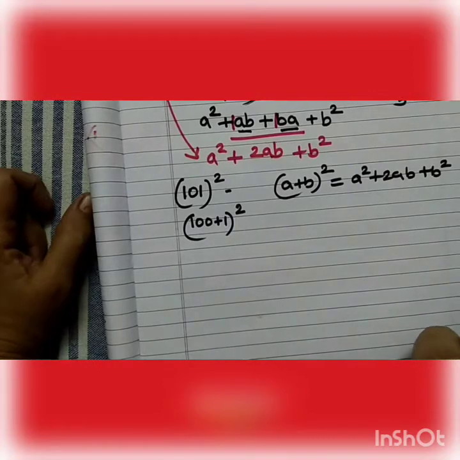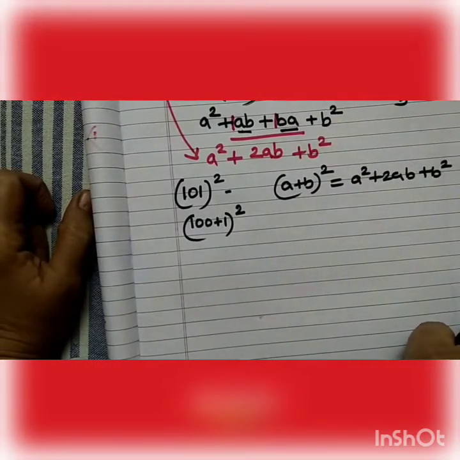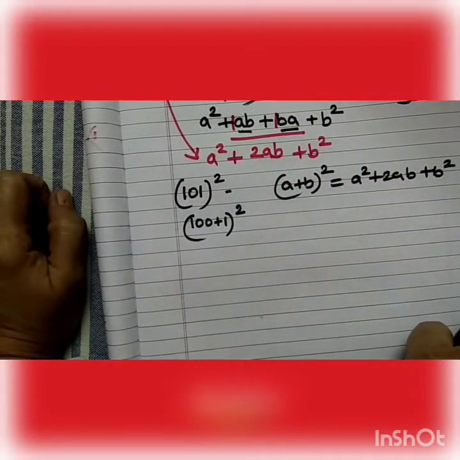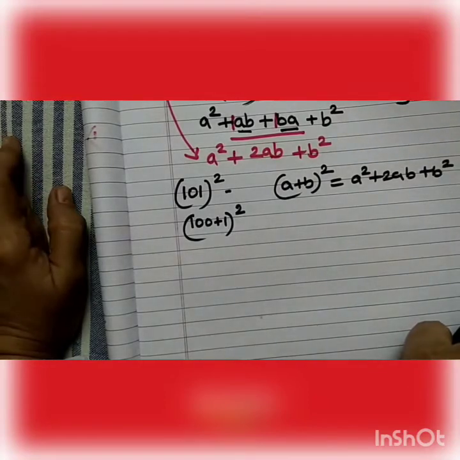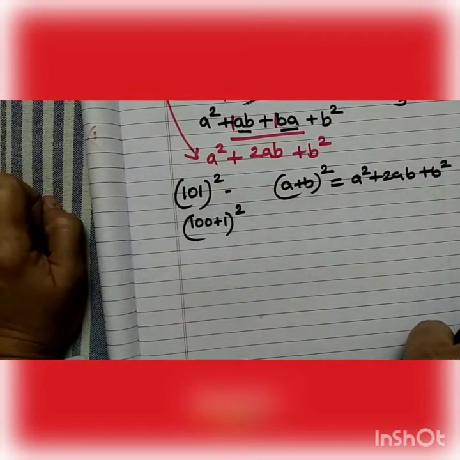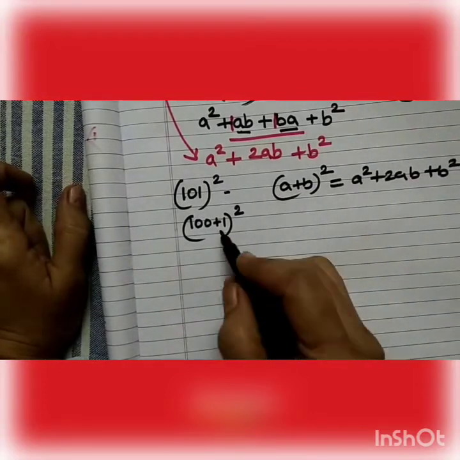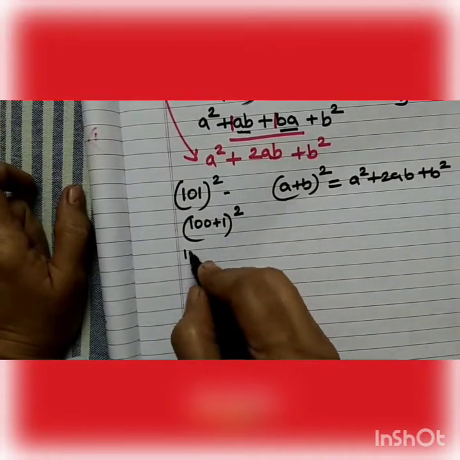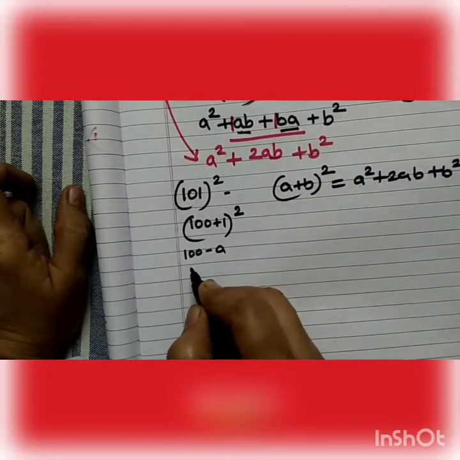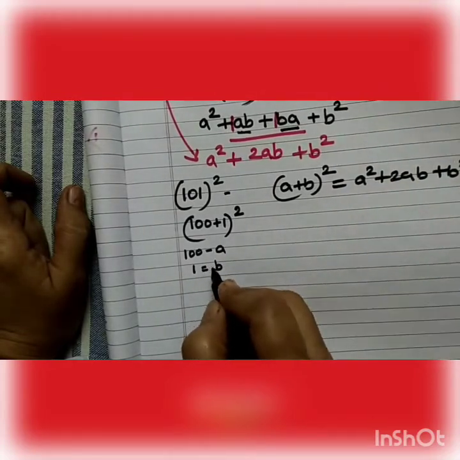Now why are we doing this? Why are we using the formula instead of multiplying? Because using the formula we can do the sum without doing the actual multiplication. Orally we can solve this sum. So let us see now how. What is there in play? 100 is a and 1 is b.